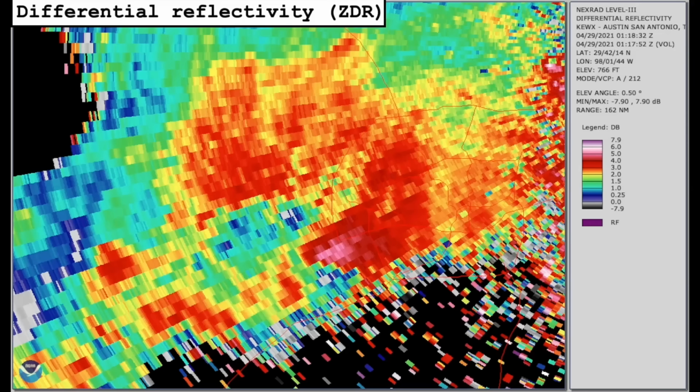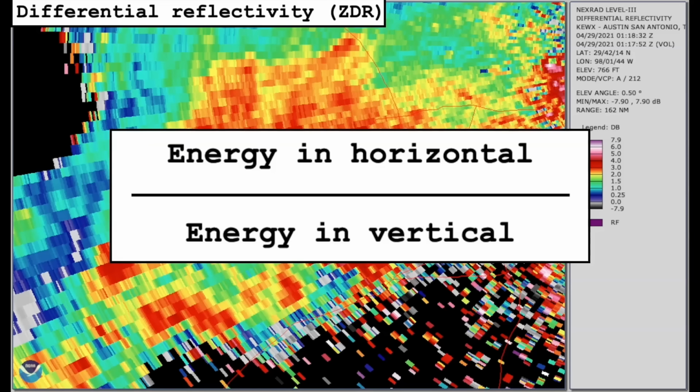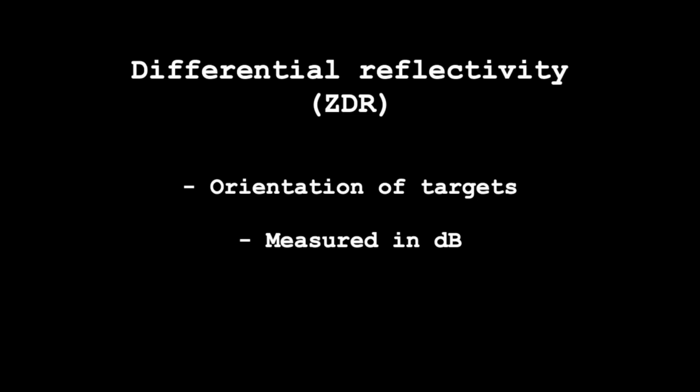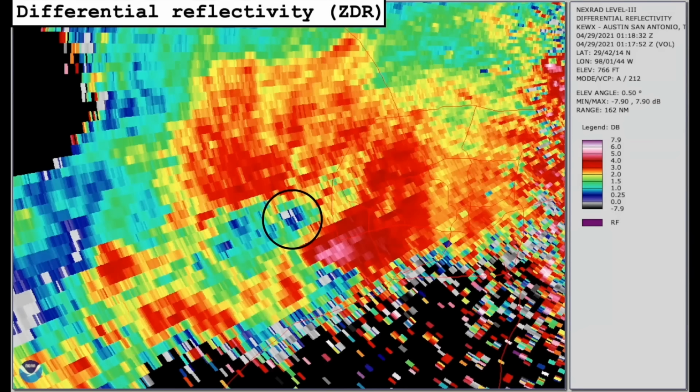The next dual polarization product of note is differential reflectivity, or ZDR, which is essentially the ratio of the backscattered energy in the horizontal plane to the backscattered energy in the vertical plane. After a bit of mathematical cleanup, we get a range of possible ZDR values between positive and negative 7.9 decibels. Differential reflectivity gives us valuable insight into the orientation of targets being sampled. ZDR values near 0 mean that the backscattered energy was similar between the horizontal and vertical planes, indicating more spherical targets like small raindrops or hail.